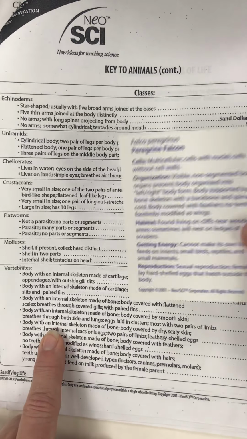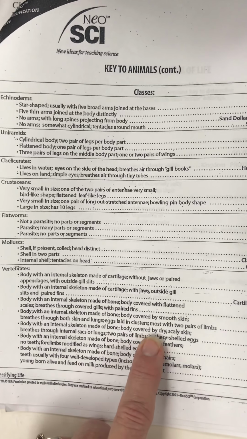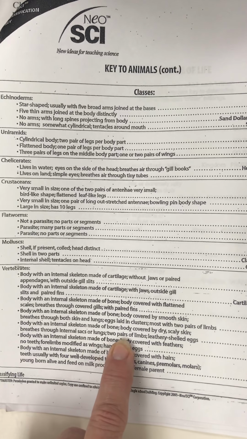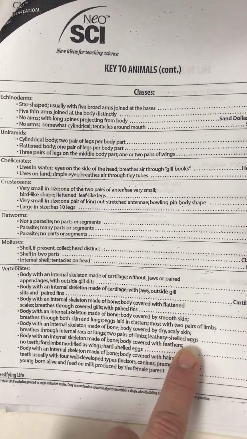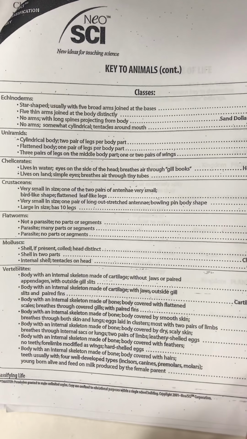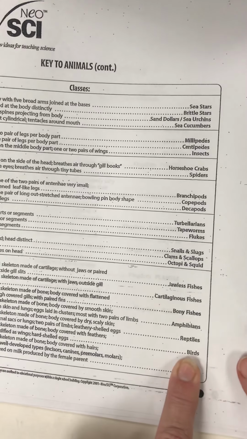And all this would be said on your card. Body with an internal skeleton made of bone, body covered with dry, scaly skin, breathes through internal sacs or lungs, leathery shelled eggs. That's not true. Here it is, covered with feathers. So it would be class birds.